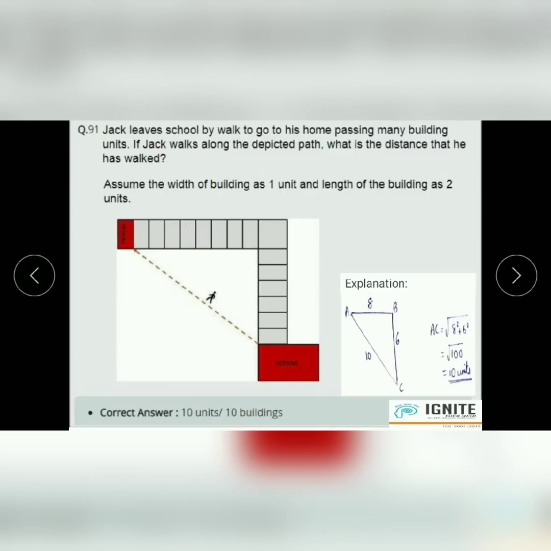Then according to the Pythagoras theorem, this length is 8 units and this is 6 units. Therefore, the length of AC, the distance from this point to this point, equals root of 8 square plus 6 square, equals root of 100. Answer is 10 units.